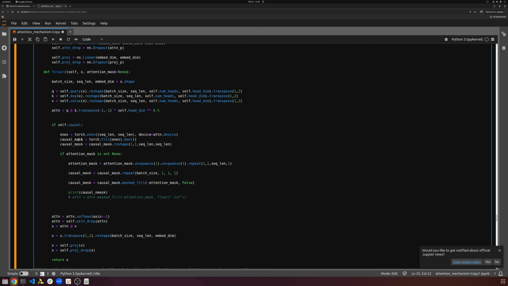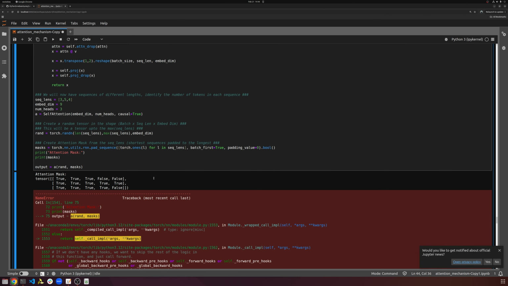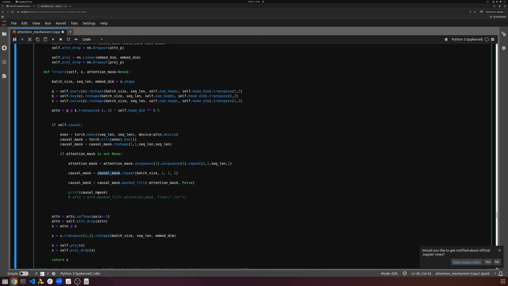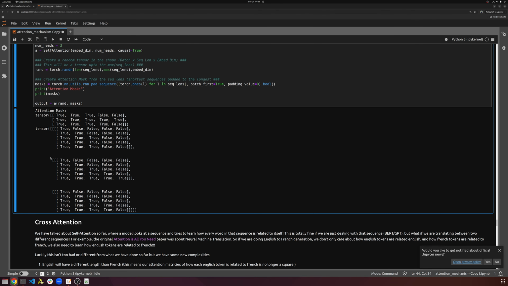Sorry, I meant the causal mask is already Boolean. So if we're going to fill it in, then I guess they're both Boolean. It doesn't really matter. Oh, I spelled it wrong. So there we go. Here's our causal mask.